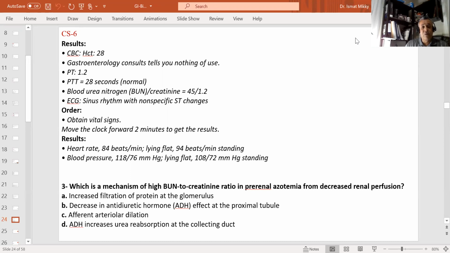So who would receive packed RBCs? Packed RBCs should be given to older adults with hematocrit less than 30%, or young people with hematocrit less than 25%. So hematocrit less than 30% plus older adult, packed RBCs. Hematocrit less than 25% plus being a young adult, then packed RBCs.